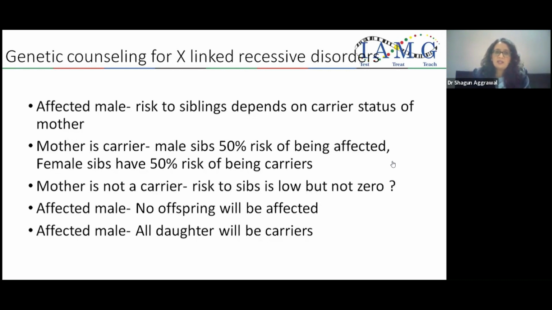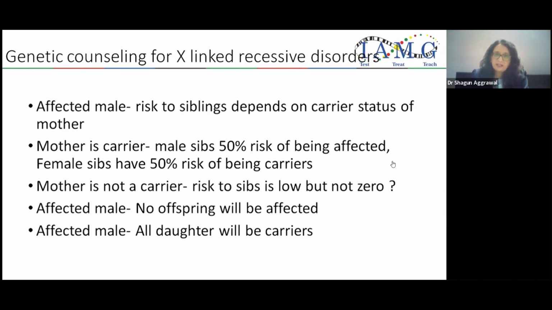So, how do we counsel a family where we suspect an X-linked recessive condition? For an affected male, the risk to the siblings is going to depend on the carrier status of his mother. If the mother is a carrier, then there is a 50% chance of his male sibs being affected and a 50% chance of his female sibs being carriers.